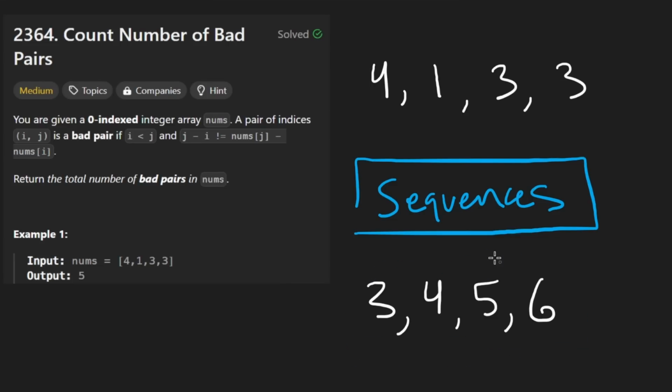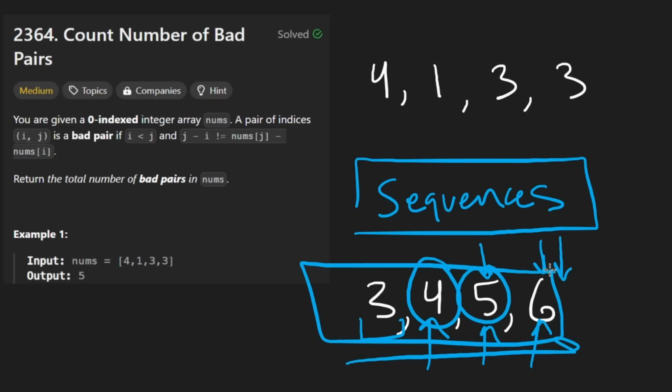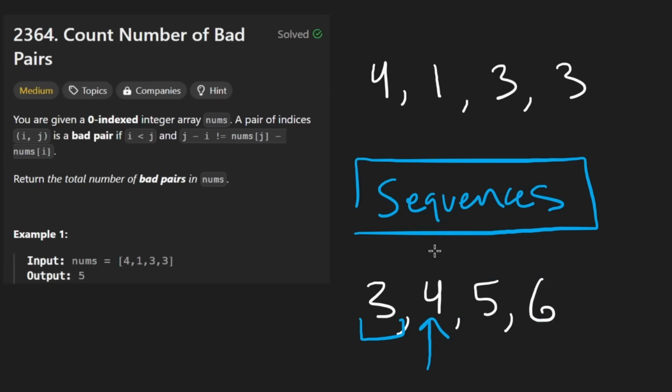That's very convenient because then we can say, okay, well, 3 forms a good pair with this guy, and this guy forms a good pair with this and this. And 5 forms a good pair with the next one. They're all kind of continuous. They're all a part of the good pairs. But the sequences are actually not required, and that's one of the things that makes this problem hard.